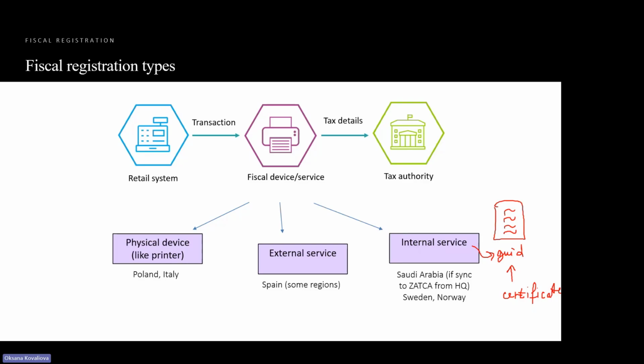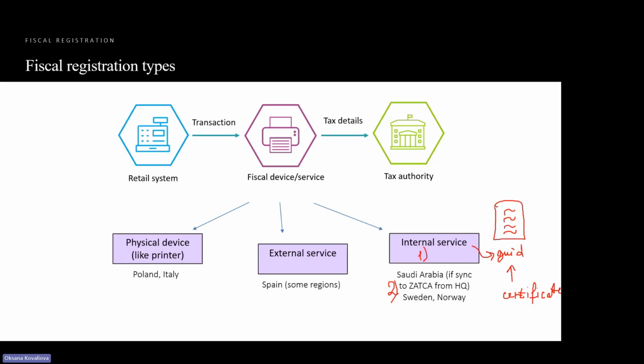If you know Saudi Arabia projects, then you know also that there are two steps. First, you need to generate the XML file and sign it with a certificate signature. Second, you need to send it to the tax authorities. So from this perspective, you can say that you have an internal service to generate the QR, to generate XML and signature, and then you have an external service, right, to send this information to the tax authorities.